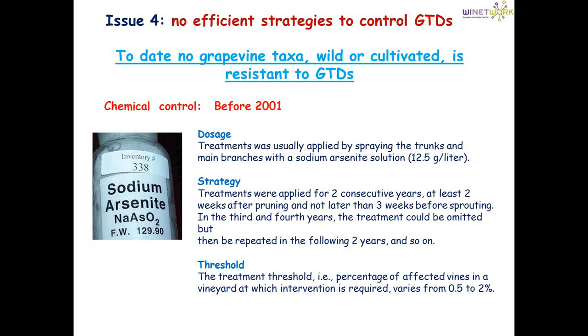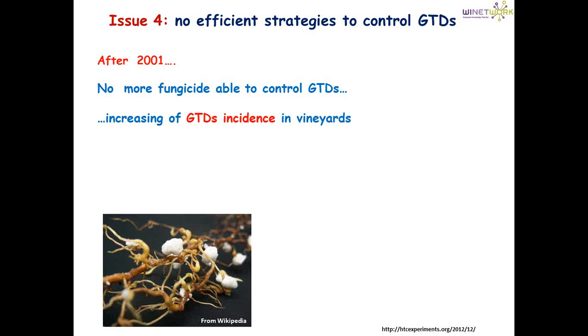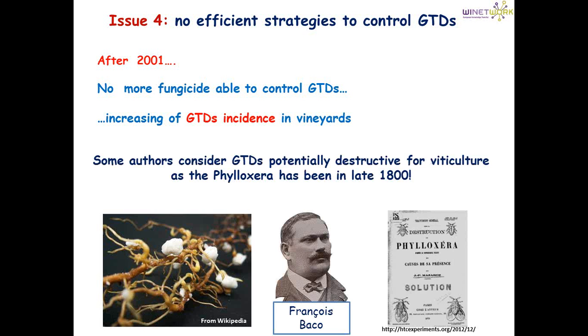But in 2001, sodium arsenite was prohibited due to the threat to human health, and so we have no more fungicide able to control GTD. And this maybe led to the increase of GTD incidence in vineyards. And some authors consider GTD a potentially destructive problem for viticulture, as was phylloxera in the late 19th century.